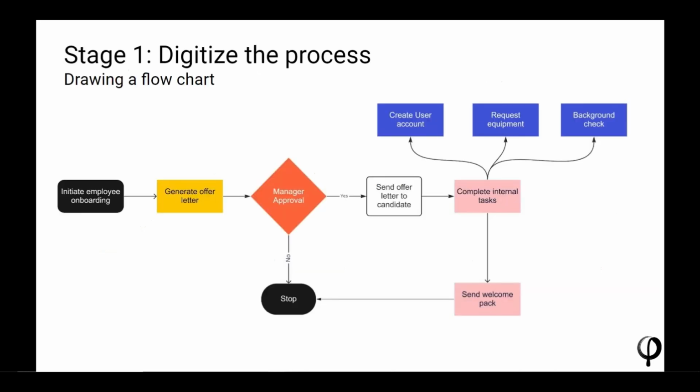The first step is to create a high-level flowchart. I have created a simple flowchart that illustrates a scenario. You can see it starts when an HR person initiates an employee onboarding. We generate the offer letter. It's sent to the manager. If the manager approves it, we send the offer letter to the candidate. And when the candidate accepts it, then we have to perform some internal tasks such as creating a user account, requesting any hardware such as laptops, etc., performing background checks. And once all of these tasks are completed, we will send a welcome pack to the employee and the process terminates.